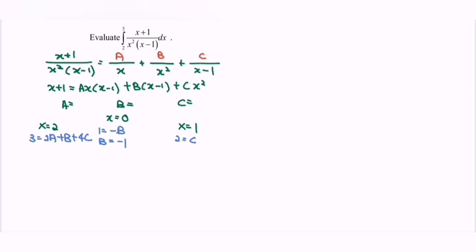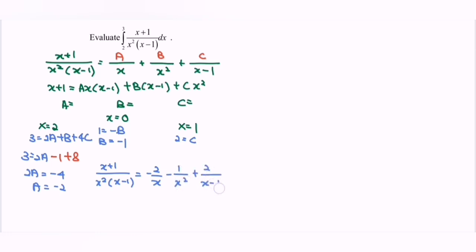Kindly substitute the values. So 3 is equal to 2a, b where we have the value negative 1, and then we have c, which is equal to 2. Rewrite the situation: 2a is equal to negative 4, so a is equal to negative 2. So rewrite the answer. We have (x plus 1) over x squared multiplied with (x minus 1), which is equal to negative 2 over x, negative 1 over x squared, and then plus 2 over (x minus 1). So that is the partial fraction.